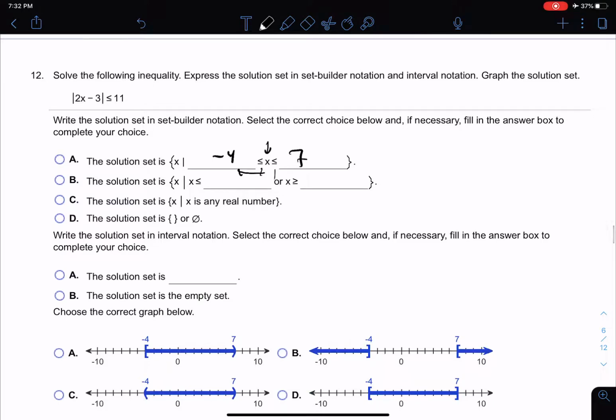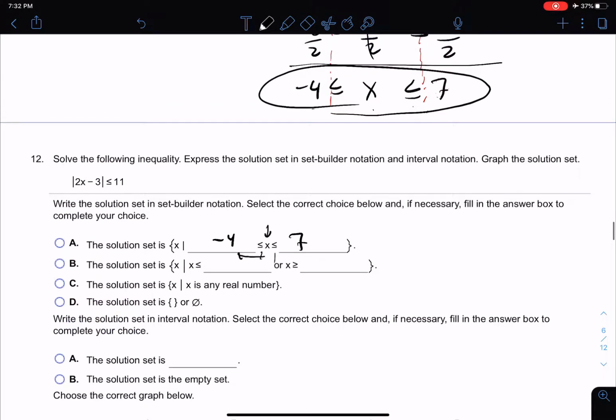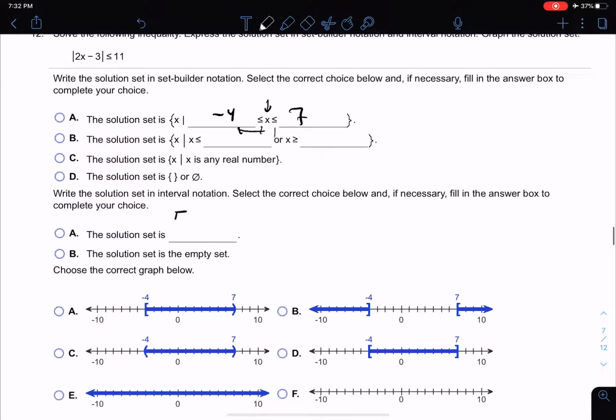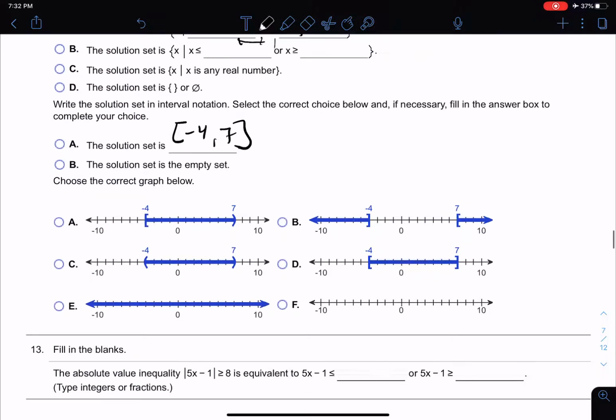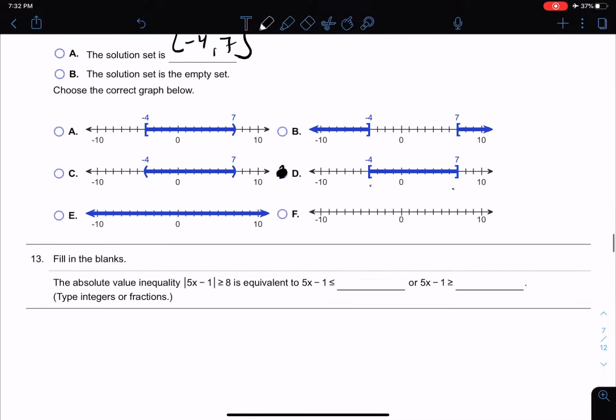Well, because of these equal signs, it means it includes the endpoints. So this just goes from -4 up to 7, and it's closed. And that should help me find my graph, being that it goes from -4 to 7 and is closed. It's got to be D. So then we take a look at number 13.